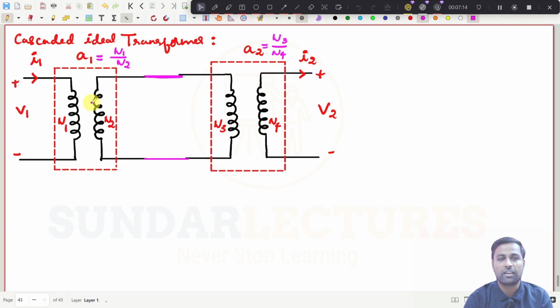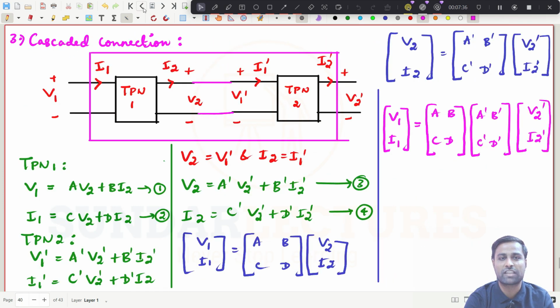Now, just try to understand: this is one two-port network and this is another two-port network, and you are going to connect those two-port networks in a cascaded manner, back-to-back connections. And for ABCD parameters, we have seen this, and we are going to apply it here. So this two-port network 1 and this two-port network 2 are connected in a cascaded manner.